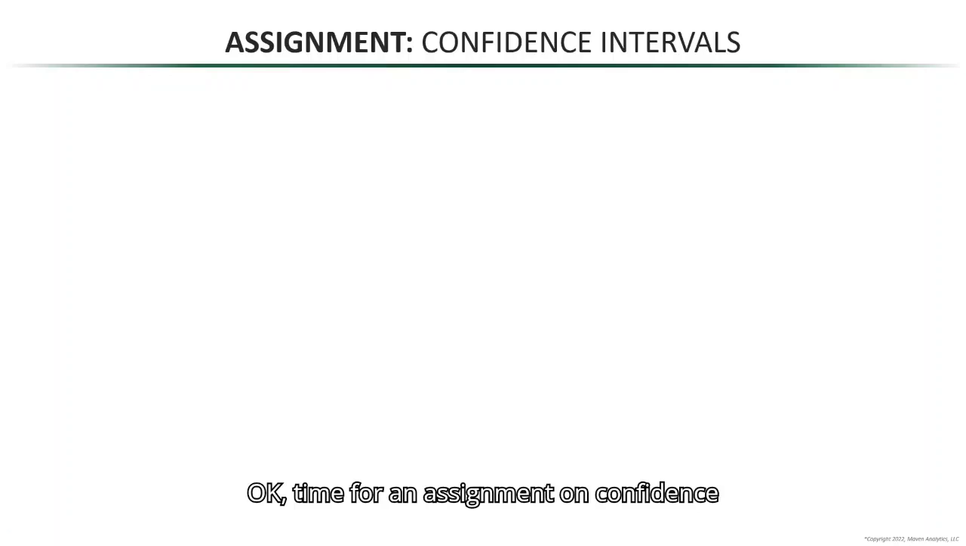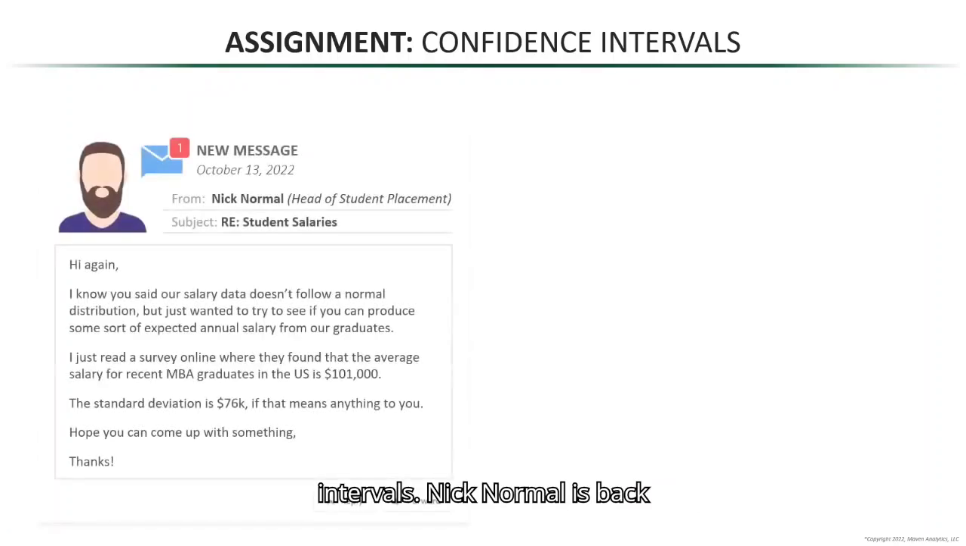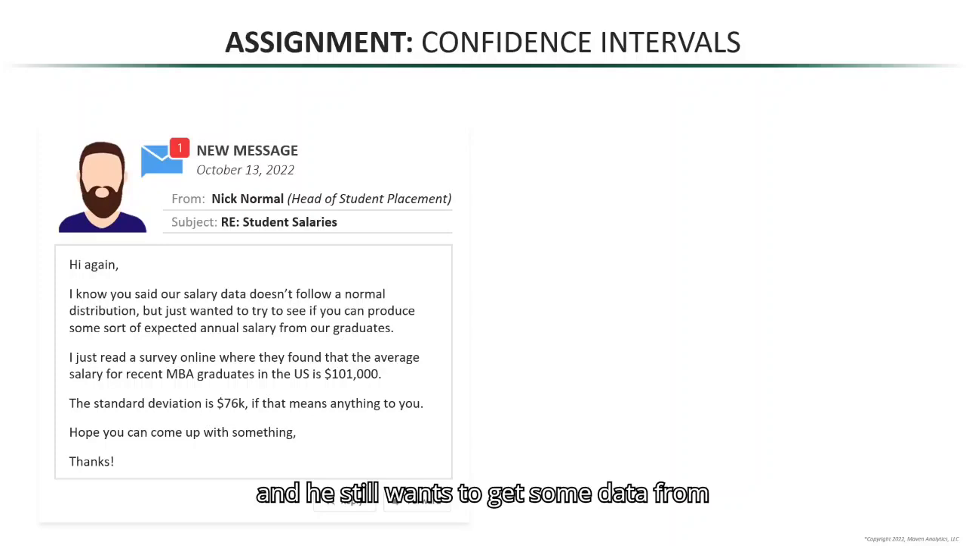Okay, time for an assignment on confidence intervals. Nick Normal is back, and he still wants to get some data from you on student salaries. So here's his message. I know you said our salary data doesn't follow a normal distribution, but I just wanted to try to see if you can produce some sort of expected annual salary from our graduates. I just read a survey online where they found that the average salary for recent MBA graduates in the US is $101,000. And it also said something about the standard deviation being $76,000, in case that means anything to you.